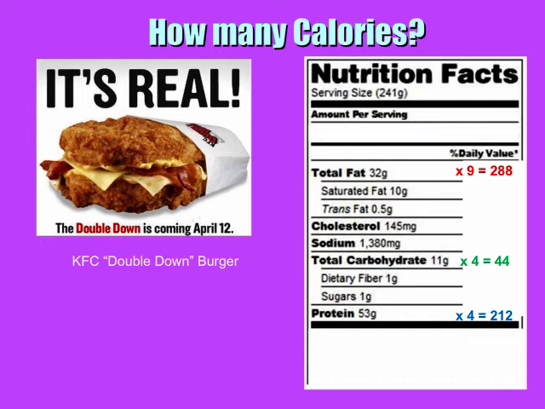In order to find out the total number of calories, all we need to do is add up the calories from fat, the calories from carbohydrate, and the calories from protein. If you do this, you'll see that there's a total of 544 calories in the KFC Double Down Burger. So just looking at the calories, it doesn't actually seem that the Double Down Burger is that unhealthy. That is, there's not like 1,000 calories in it, only about 544 calories.